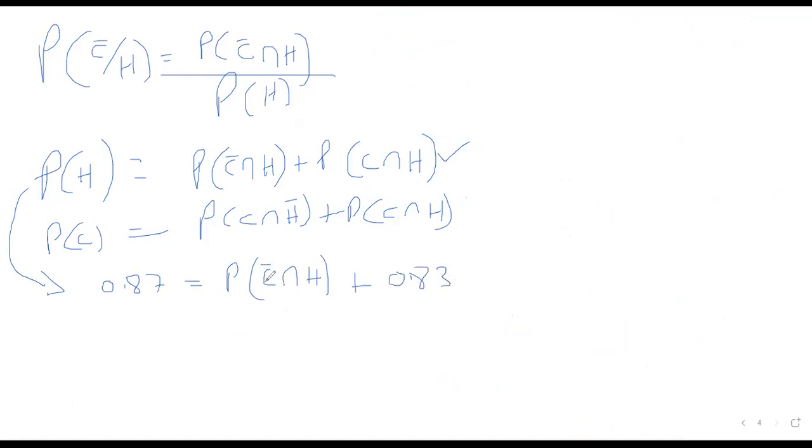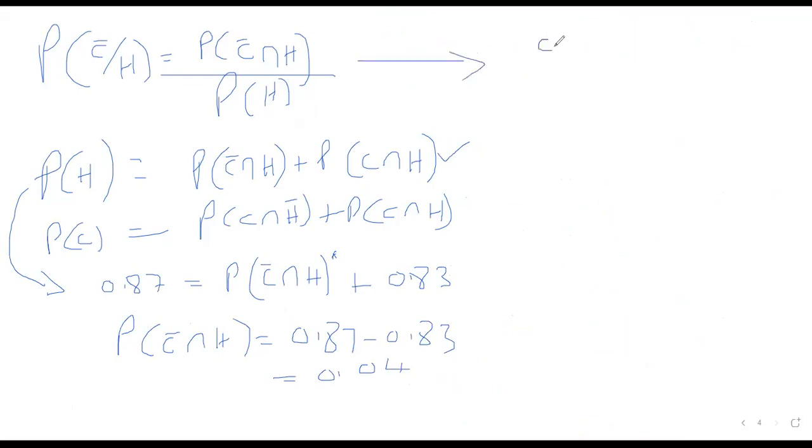So we make this the subject of the formula. How do you find the probability of C complement intersection H? It is 0.87 minus 0.83, which is 0.04. So this is what we're going to put here: 0.04. The probability of H was 0.87.